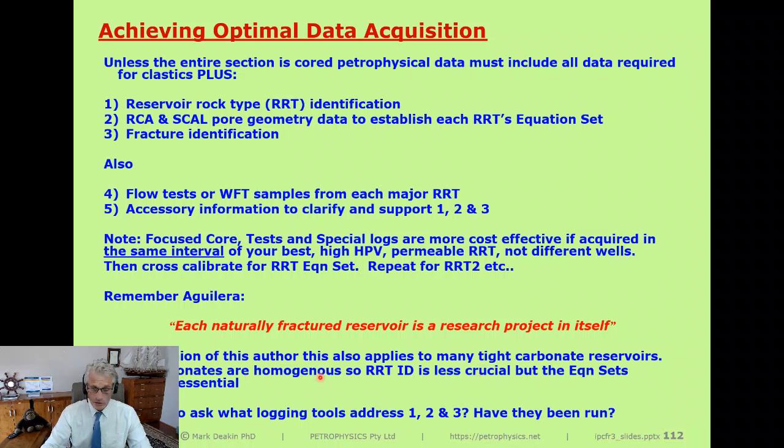Some carbonates are homogeneous, and so reservoir rock type identification is less crucial because we've basically got one rock type. But the equation sets for that reservoir rock type, of course, are important. We do still have to take the raw data, which is the logs, the cheap data, through the equations to the valid geomodel inputs.